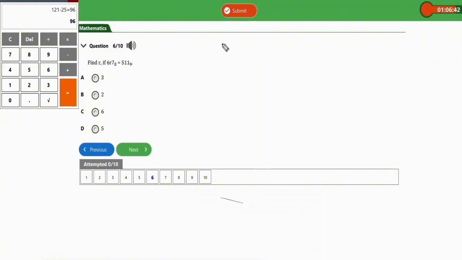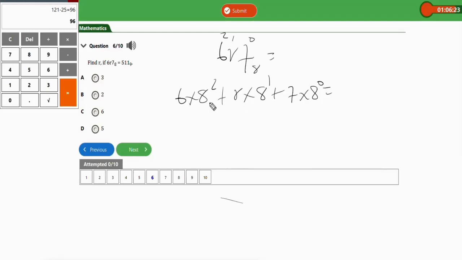So we have 6r7 base 8. Let's convert it to base 10. So this is going to give us 0, 1, 2. So we have 6 times 8 to the power 2 plus r times 8 to the power 1 plus 7 times 8 to the power 0. So when we break this down, 8 square will give us 64. So when you punch 64 in the calculator, 64 times 6 will give us 384.